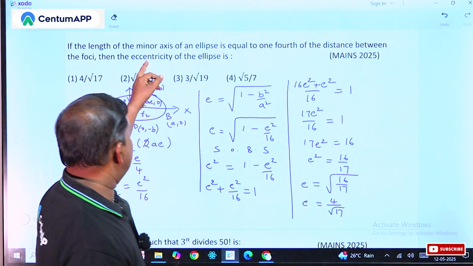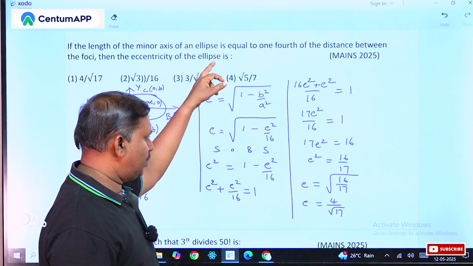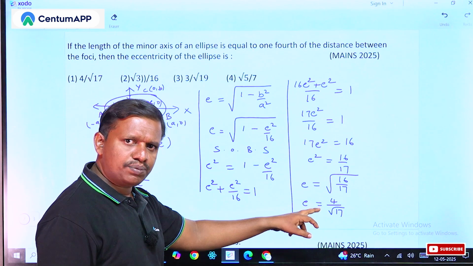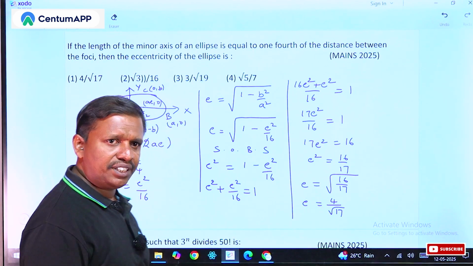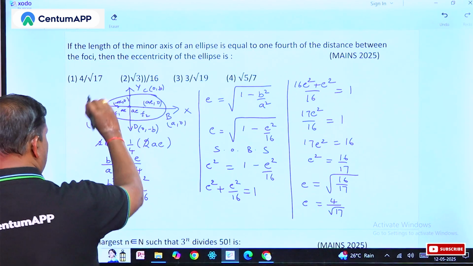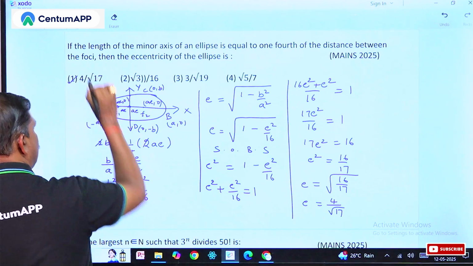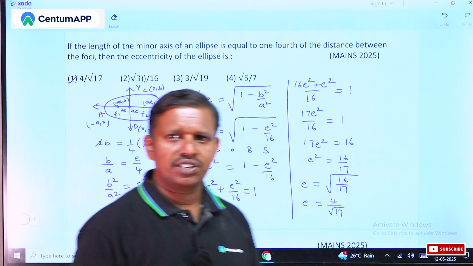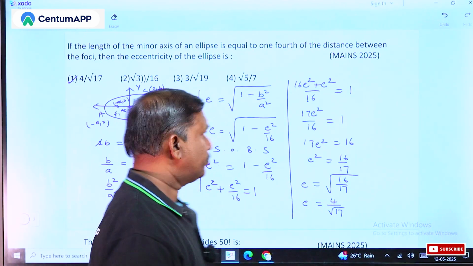See, they asked to find the eccentricity of an ellipse. The eccentricity of the ellipse is 4 by root 17. Yes. Now check the options. 4 by root 17 is the correct answer.